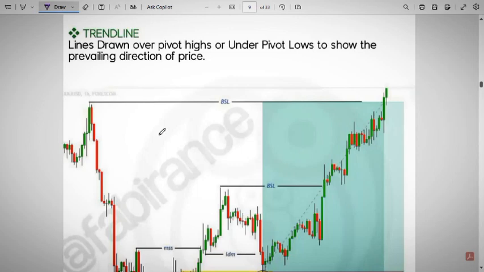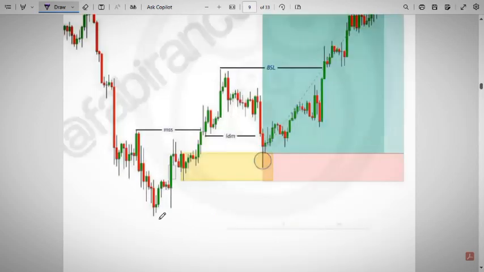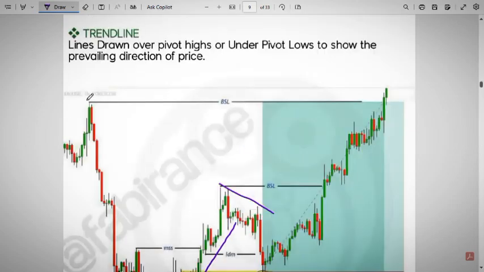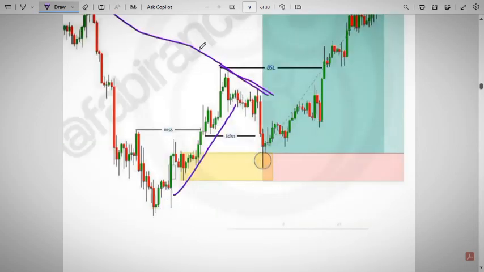So again, we have the trend line. When you talk about a trend line, it is something like this. What you can see here, trend line. Trend line again there. We can take it from here. I cannot just draw it straight because I'm using drawings here, but you can clearly see this is a trend line.